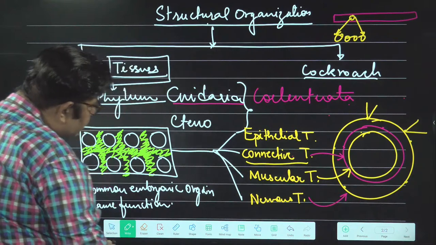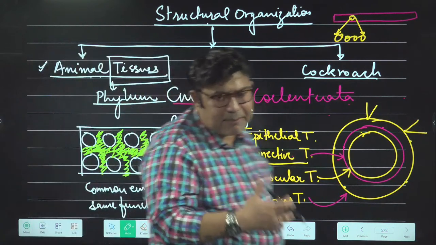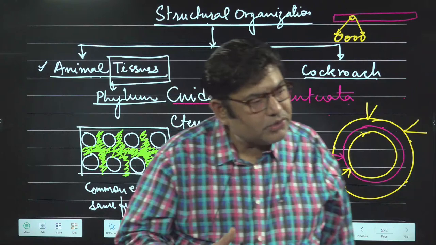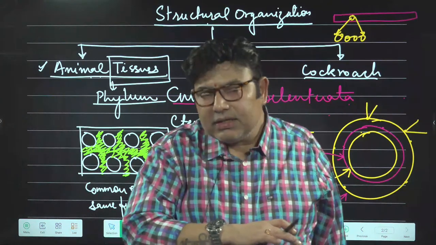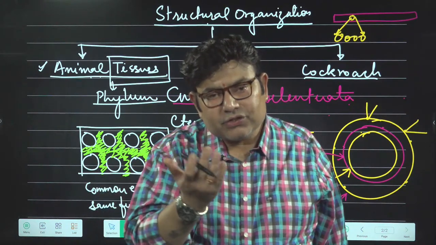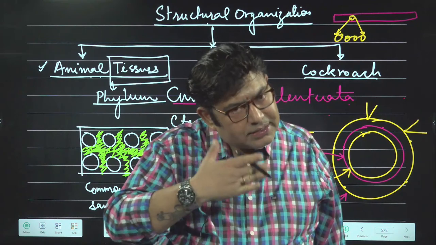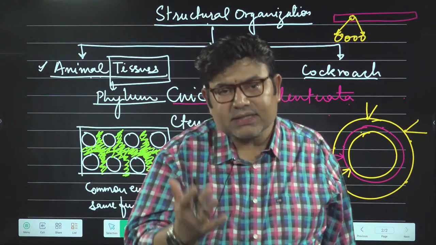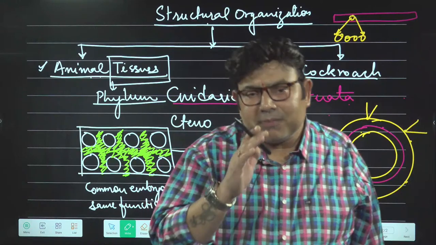Epithelial tissue. Now let us start with the epithelial tissue. Epithelial, as the name indicates, lies upon other tissues. Epi means upon, thelios means grow. It grows on other tissues. So it is found as a covering of a tissue or an organ. And if an organ is hollow inside, it lines the inner spaces. So wherever any surface is there, whether outside or inside, you will find the epithelium.